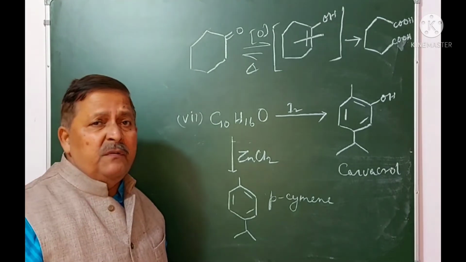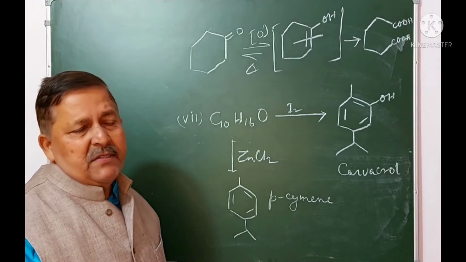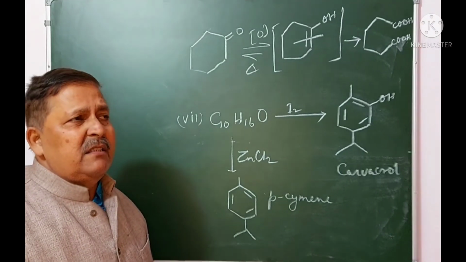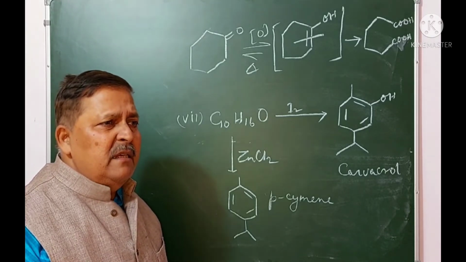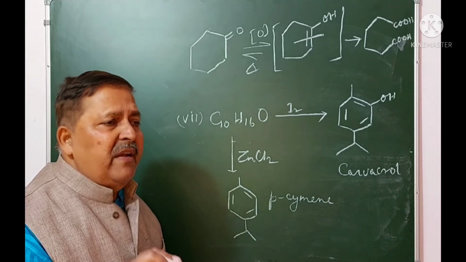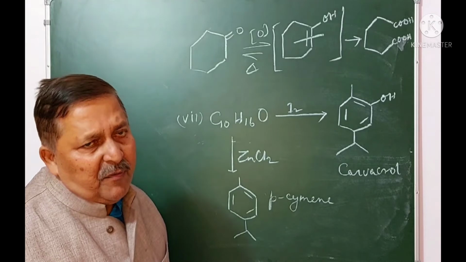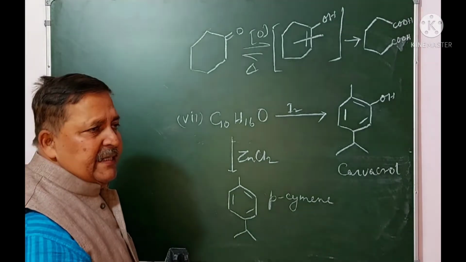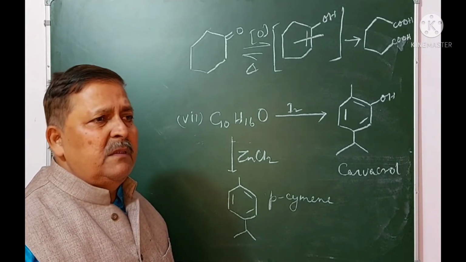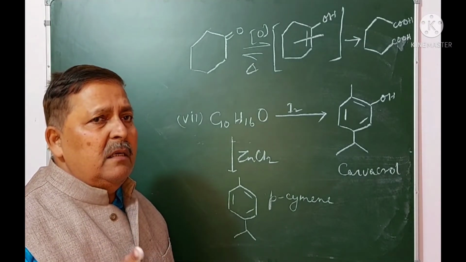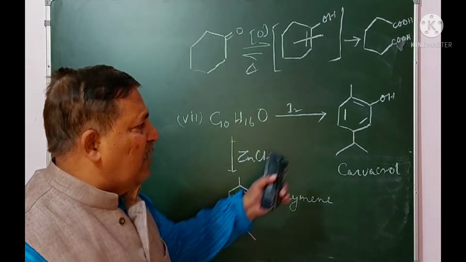The formation of these benzenoids indicates that this bicyclic compound has a 6-membered ring in addition to another type of ring. That is, if this is a bicyclic compound then it must have one 6-membered ring, which is finally converted into aromatic ring.